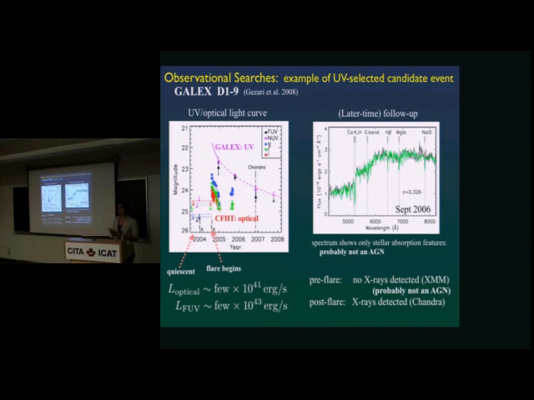So then once the candidate was identified, it was followed up with an optical spectrum, which I'm showing here. And you can see it shows only stellar absorption features, and so it's probably not an AGN. Additionally, there's X-ray data for this event. It turned out that XMM was looking in the direction of this galaxy prior to the flare and didn't detect any X-rays. So again, it's probably not an AGN. And then after the flare, Chandra looked and did detect X-rays. So this is basically the state of the art so far for the kind of data that we can have for a tidal disruption candidate.